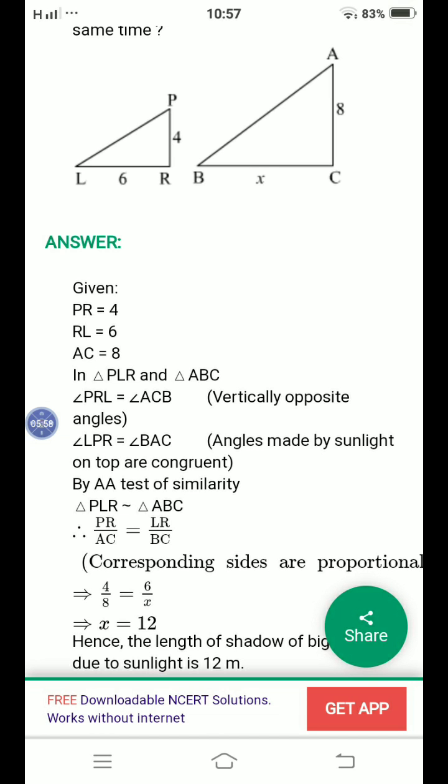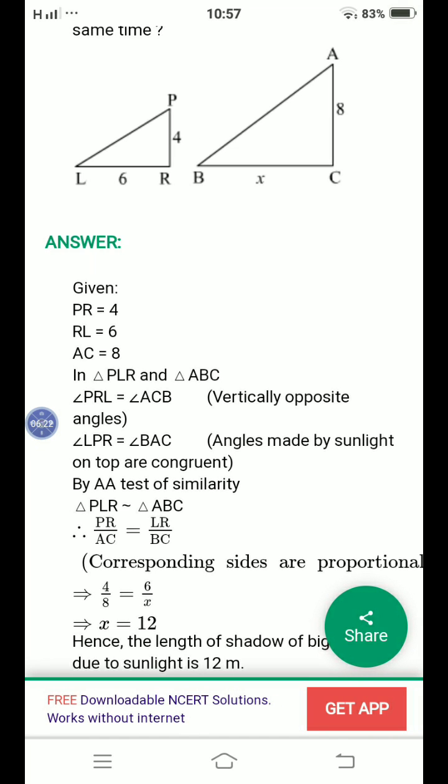Then the angles made by sunlight on top are congruent. So these two triangles are similar to each other by a test of similarity. Once the triangles are proved similar, we can use the condition that corresponding sides are in proportion. So now, once we prove the triangles to be similar, we will use their corresponding sides.